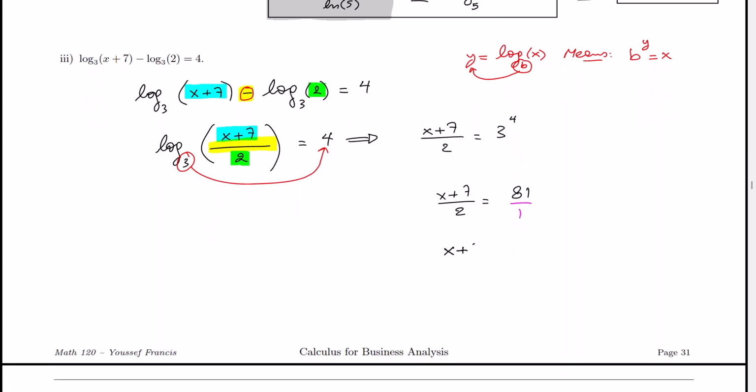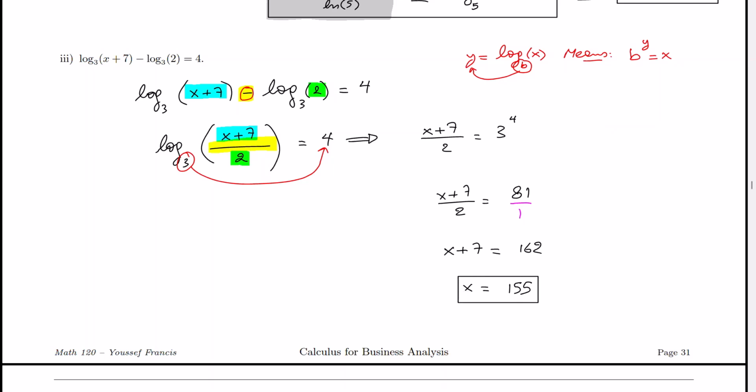So this means x plus 7 is going to be the same thing as 2 times 81. And if you already know what 2 times 81 is, you could just write down 162. And finally, x is going to be 162 minus 7. And again, if you know the answer directly, just write down 155, and that will be it.